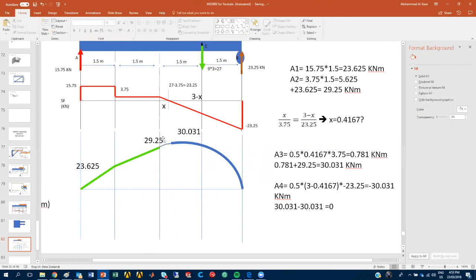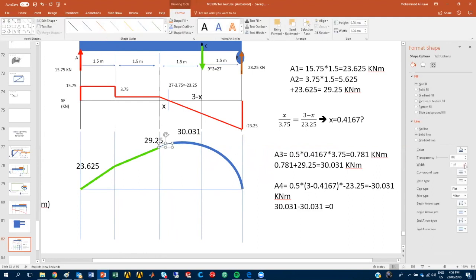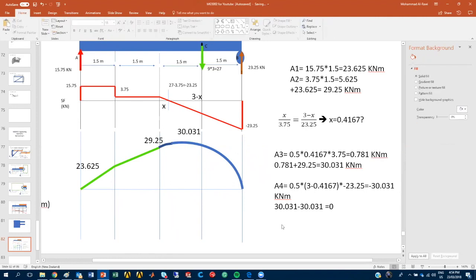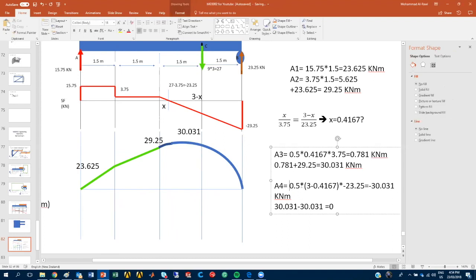So let me delete the green one. Now I come to this tiny one and I make it really look right. So it should be something like that. That's the precise shape for it. A3, how did you get the 0.5? 0.5 is the half of the base. So that's half of the base. It's what we always use for a triangle. That's why we write 0.5.